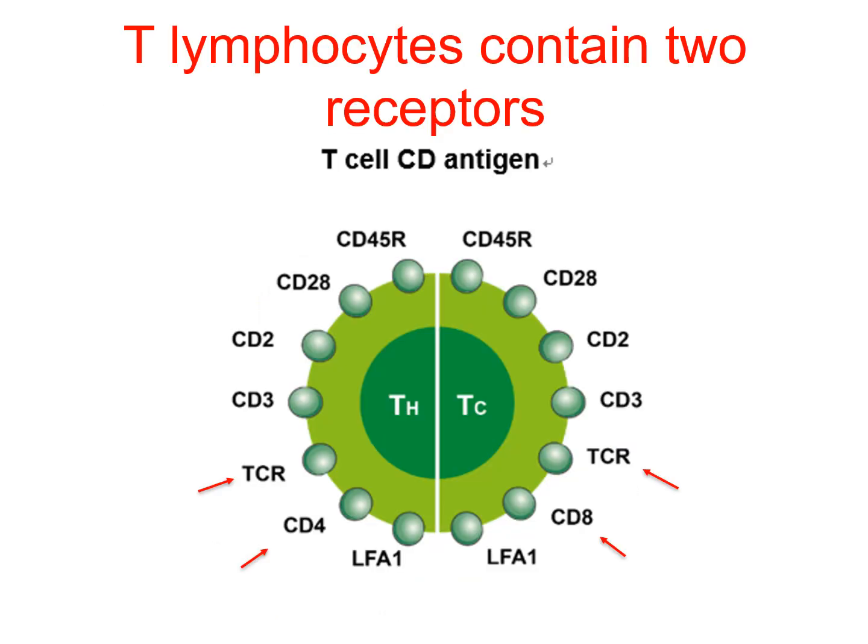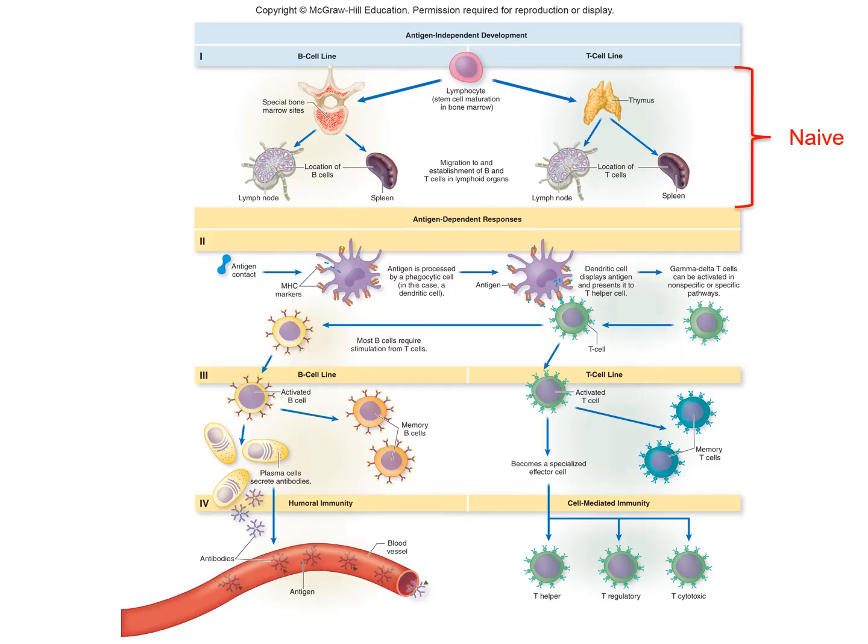T lymphocytes contain two receptors: the T cell receptor and the cluster of differentiation. This is an overview of the production of those T lymphocytes. They started in the bone marrow. They're going to mature in the thymus and then eventually start to circulate throughout the body. And they're going to be normally housed in those secondary lymphoid tissue.